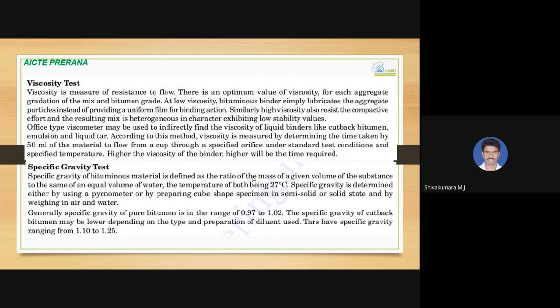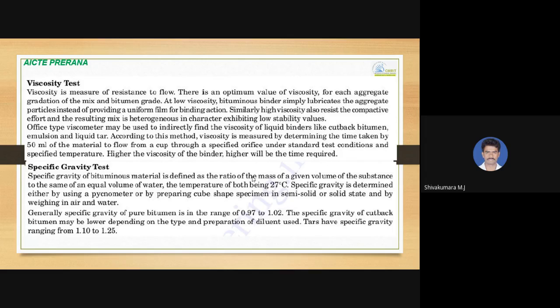Next is the specific gravity test. The specific gravity of a bituminous material is defined as the ratio of the mass of a given volume of substance to that of an equal volume of water, the temperature of both being 27 degrees Celsius. The specific gravity is determined either by using a pycnometer or by preparing a cube-shaped specimen in semi-solid or solid state and weighing it in air and water.